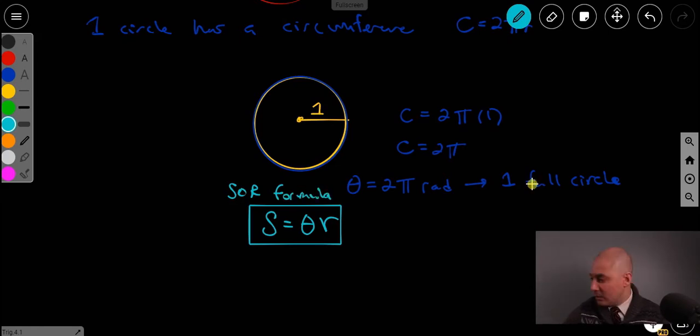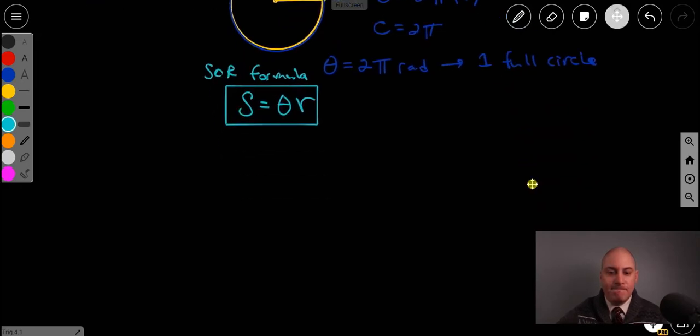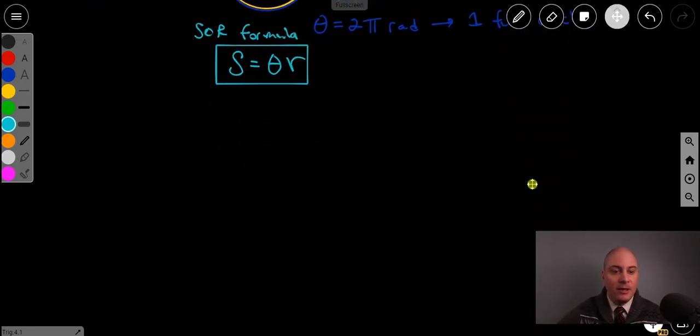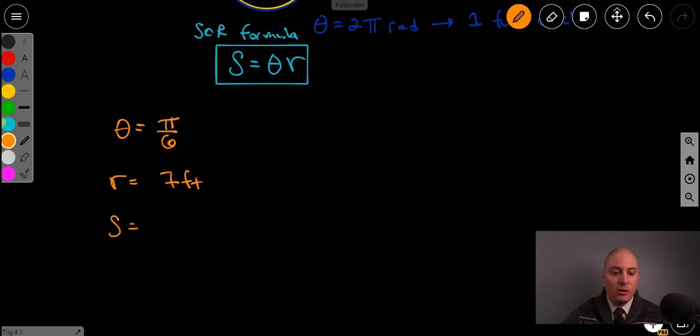Okay, so I'll pull out a problem they'll throw at you at the beginning here. They might say, if I have a theta of, let's say, pi over 6, and you want to get used to these pi things, because radians tend to be given in pi's, pi over 6, and I have a radius of, let's say, 7 feet, what is S? What is the arc length?